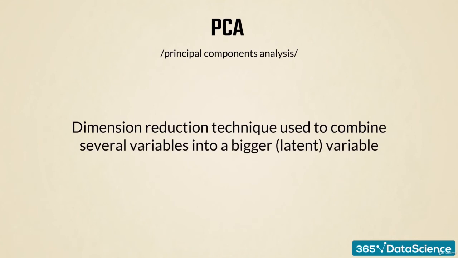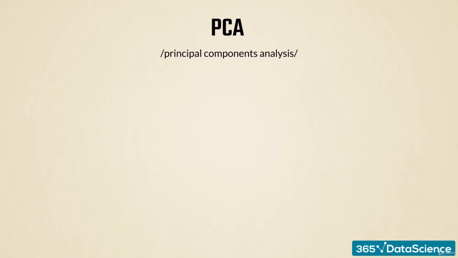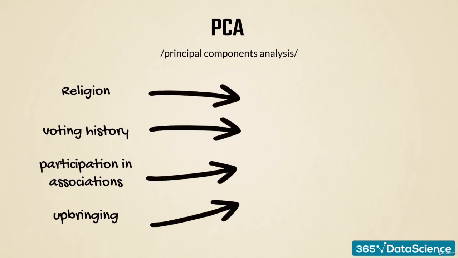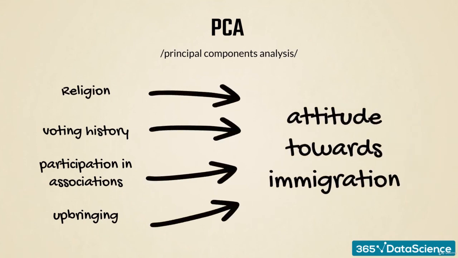Another preprocessing method is PCA, standing for Principal Components Analysis. It is a dimension reduction technique, often used when working with several variables referring to the same bigger concept, or latent variable. For instance, if we have data about one's religion, voting history, participation in different associations, and upbringing, we can combine these 4 to reflect his or her attitude towards immigration. This new variable will normally be standardized in a range with a mean of 0 and a standard deviation of 1.